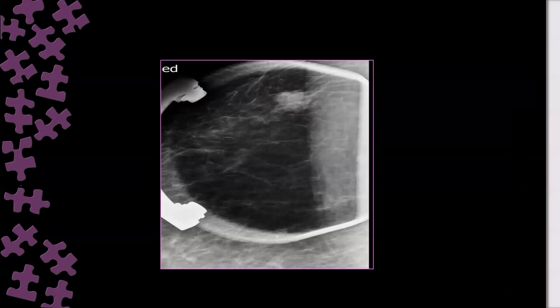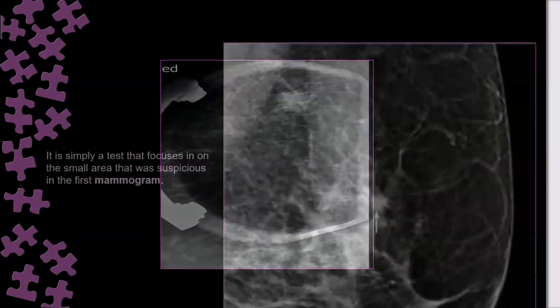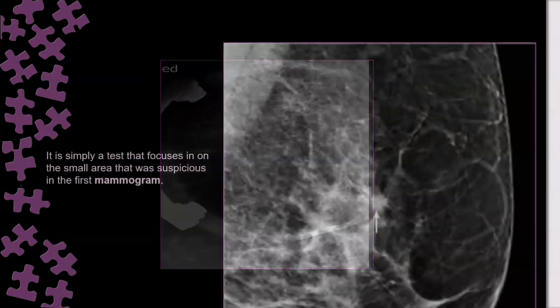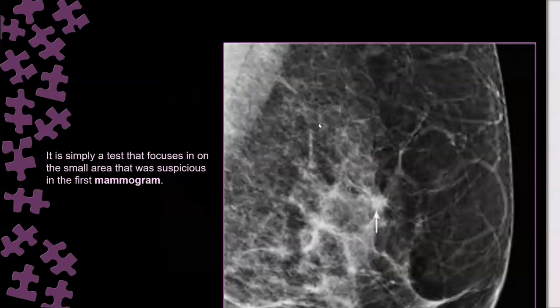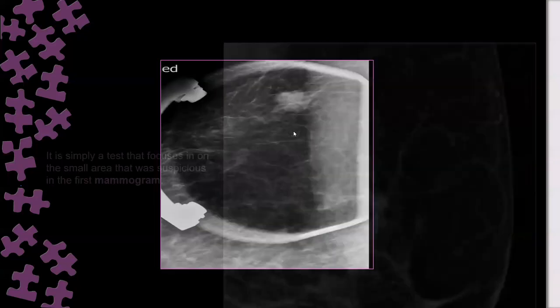And this definitely is spot compression. This is spot compression. You can see the bundle here. You can see the bundle of compression.